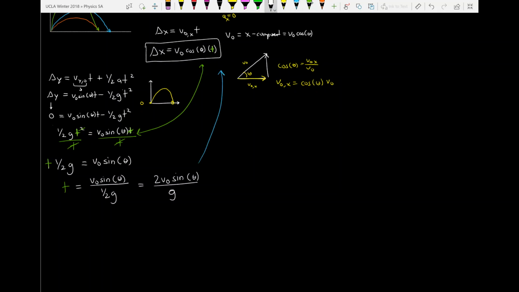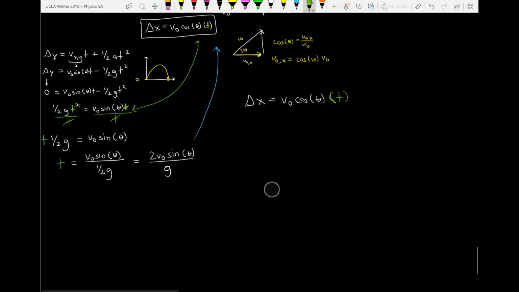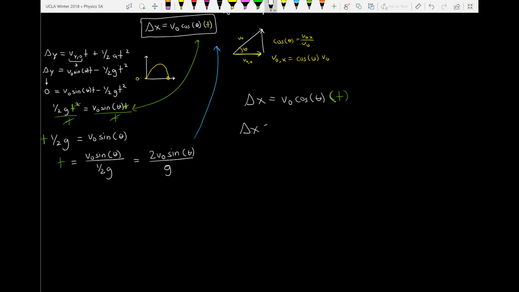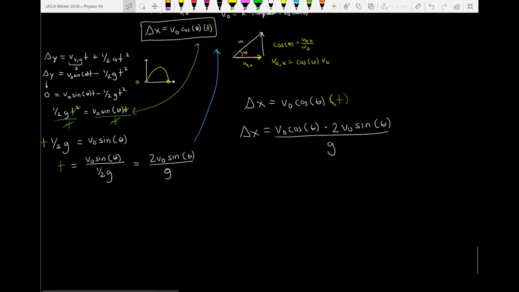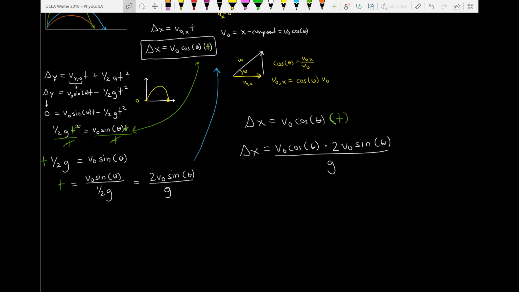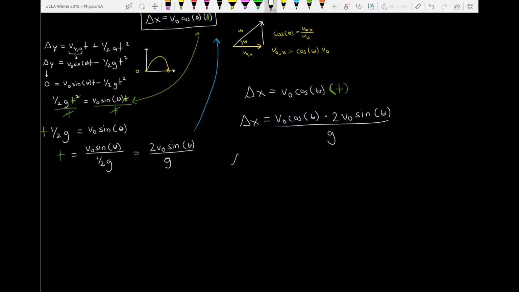And we can write change in x is equal to v initial cosine theta times t. Well, what is t? Let's just plug it straight in. Change in x is equal to v initial cosine theta times 2 v initial sine theta over g. Alright, so things are looking very complicated. I agree, so far things look weird. But let's try to simplify it as much as possible.